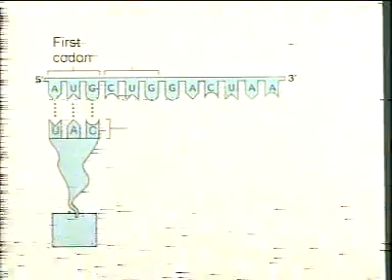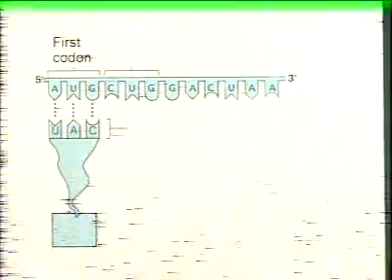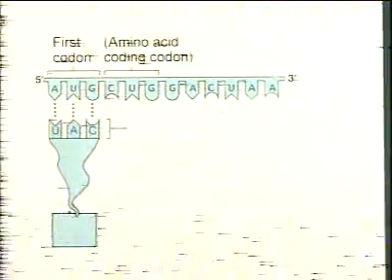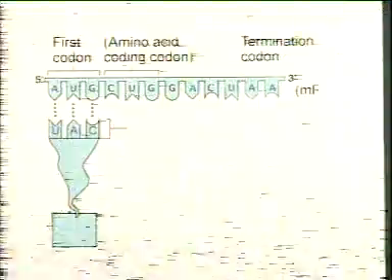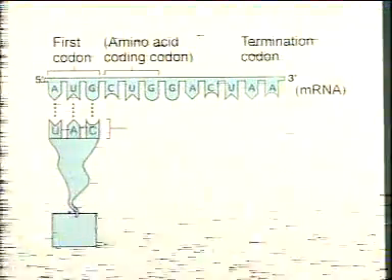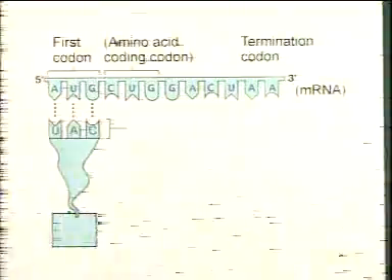Now, the messenger RNA has, first, a ribosomal binding site that contains the AUG triplet codon, which is called the starting or initiation codon. Secondly, it contains amino acid coding codons. And thirdly, it contains a termination codon, UAA, present at the end of the messenger RNA. Mostly, messenger RNAs have a length of about 900 to 9,000 nucleotides, coding for 300 to 3,000 amino acids.